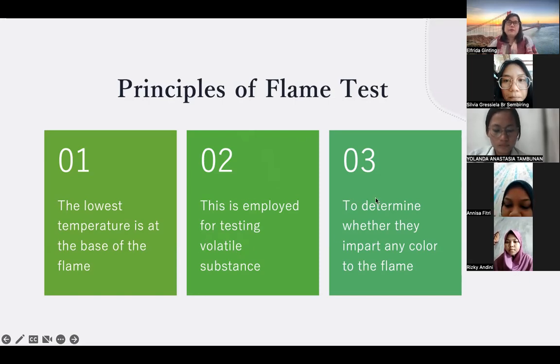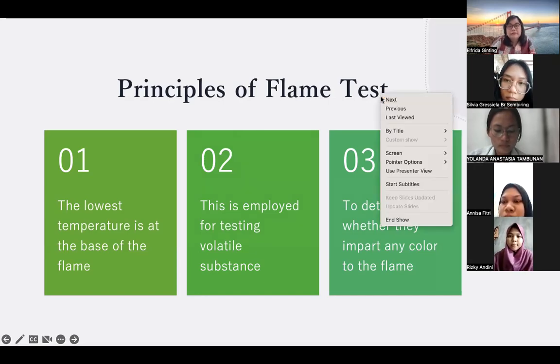Now, how do we know that there is a reaction? Whether there is a color change in the flame. If there is a color change in the flame, then there is a reaction.